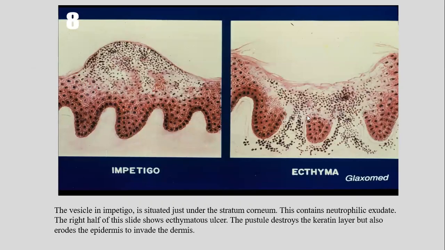So this is a diagrammatic representation in which a vesicle is seen in impetigo here and is situated just underneath the stratum corneum, and it contains the neutrophilic exudate. The right half of this slide shows an ecthymatous ulcer. The pustule destroys the keratin layer, but also erodes the epidermis to invade the dermis.